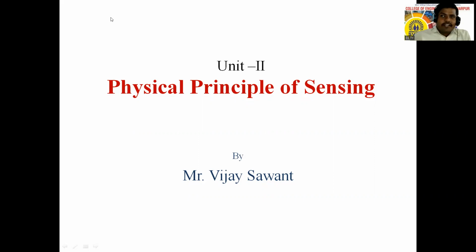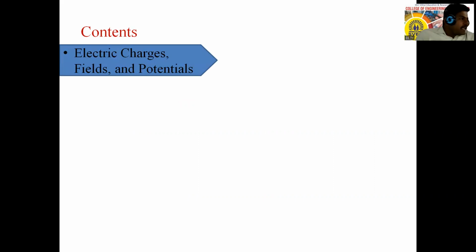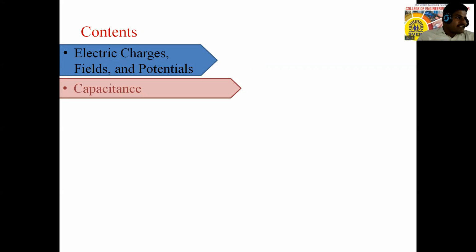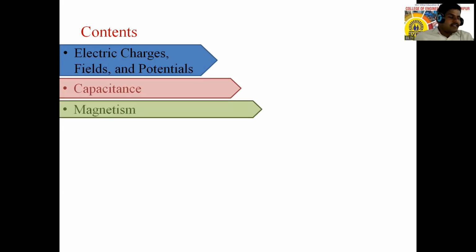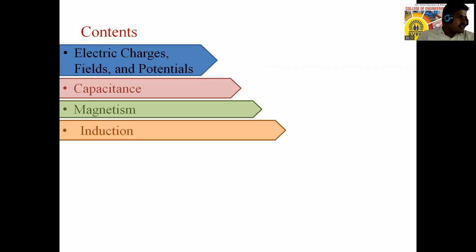Now see the content of this unit. It is a totally basic unit. The content of this unit is electric charge. We are already aware of electric charge. What is meant by electric field and electric potential, right? Electric charge, electric field and electric potential. What is capacitance? Then next one is the magnetism principle. Some sensors work on the magnetism principle, some sensors work on capacitance, some sensors work on charge, or it may be resistance.